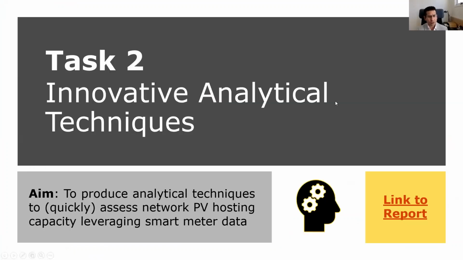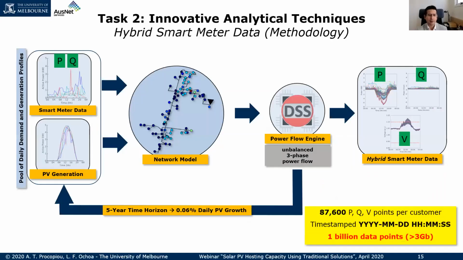Now, in task 2, as I mentioned, it was all about coming up with very interesting ways of exploiting smart meter data in the context of hosting capacity. The first challenge here is that as much as there is smart meter data in Victoria, there are a lot of challenges when it comes to privacy, but also in terms of the data that is available. Sometimes the data is not necessarily that good, so it was very challenging.